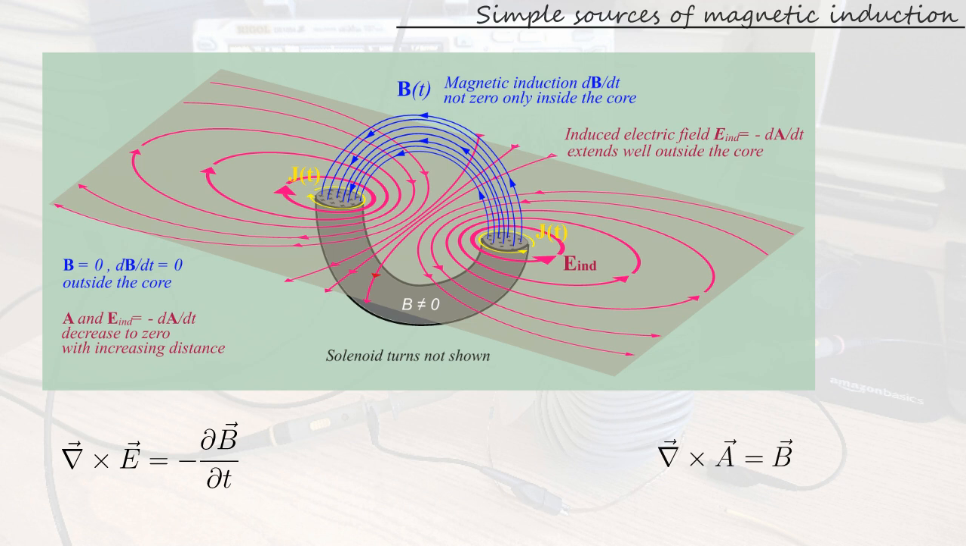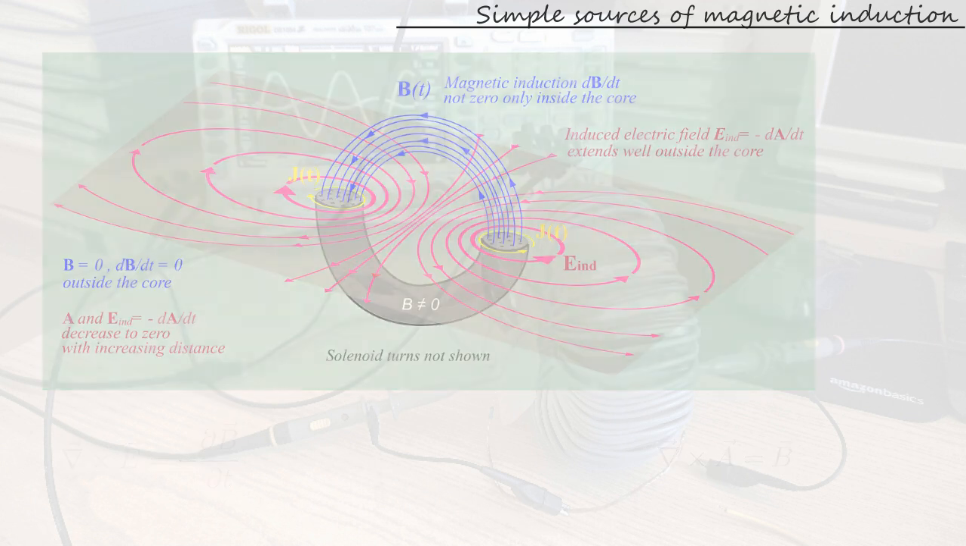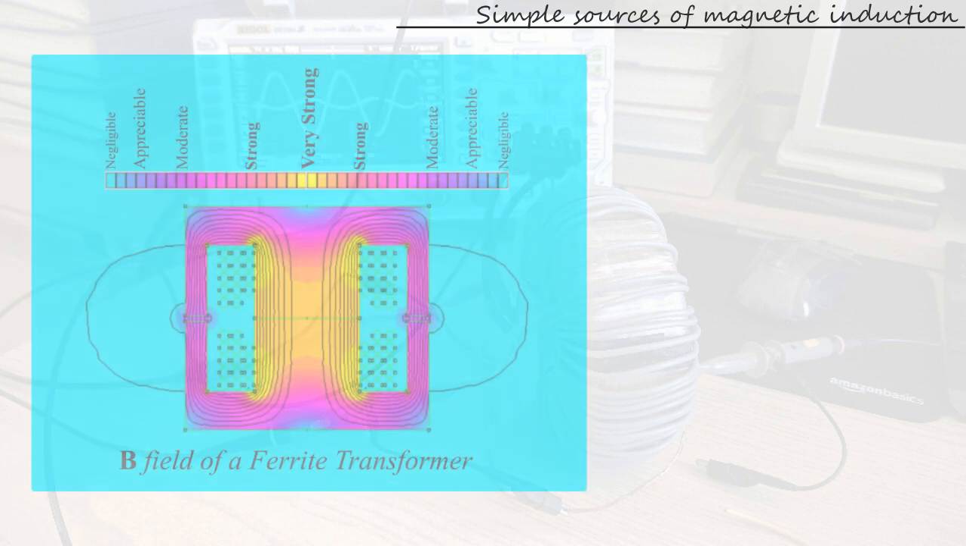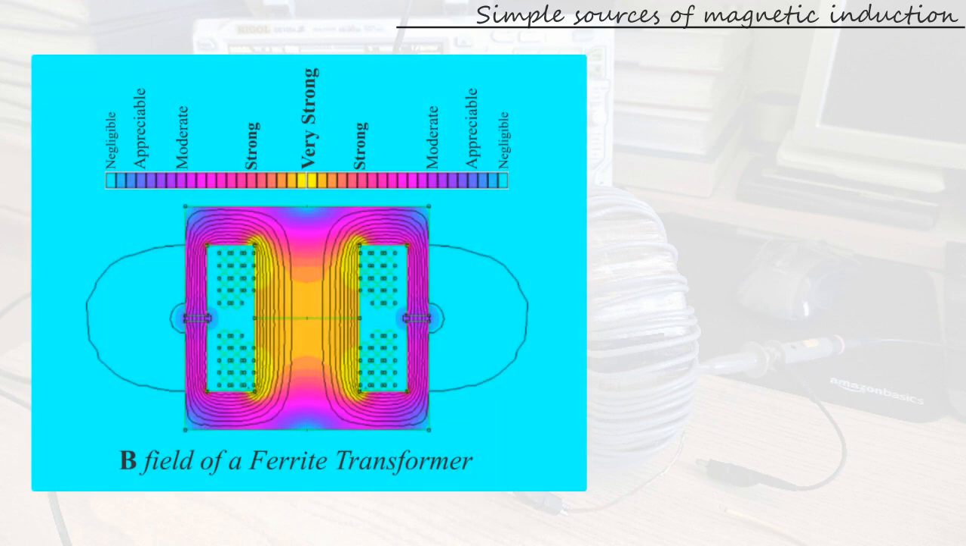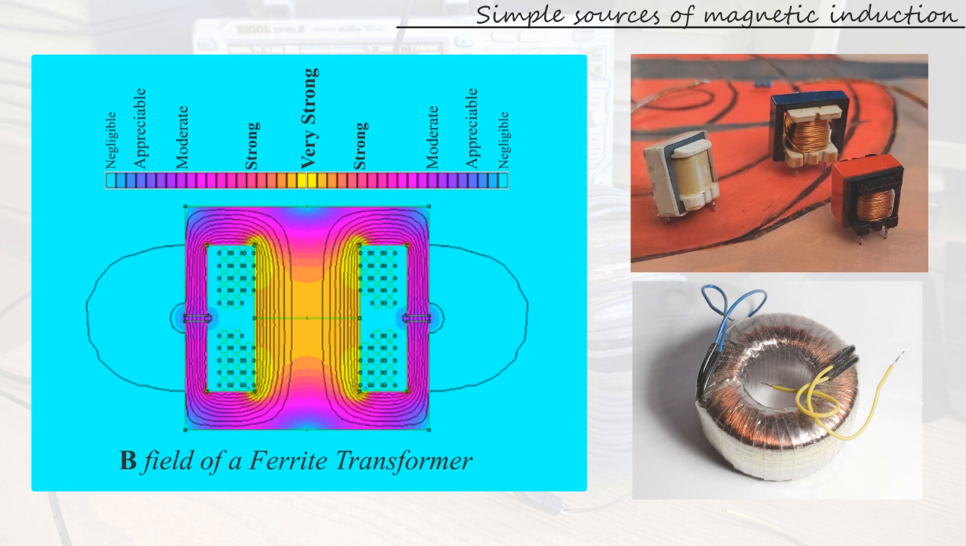The curling of A and E induced starts in the region where the dB/dt is non-zero, but doesn't stop there and extends in the space around it. From a practical point of view, we observe that the range of influence of finite sources is in itself finite, even in real devices where a fraction of the magnetic field B and this magnetic induction field, the dB/dt, leak from the source's premises.